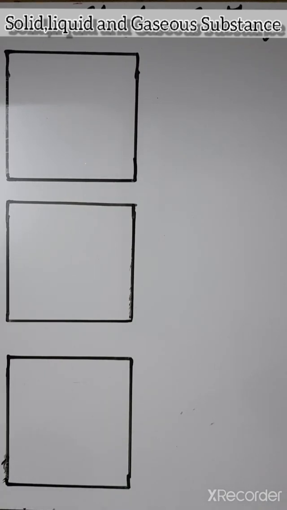Today we are doing chapter number 6, composition of matter. In this chapter we are going to see what the different types of matter are, what their characteristics are, and what their properties are. Let us first start with the types of matter. Now tell me, how many types of matter are there?